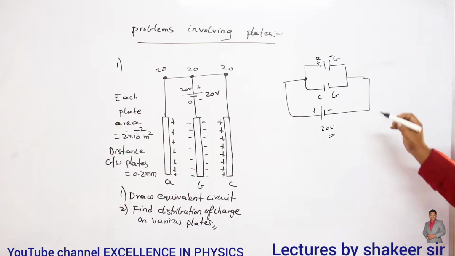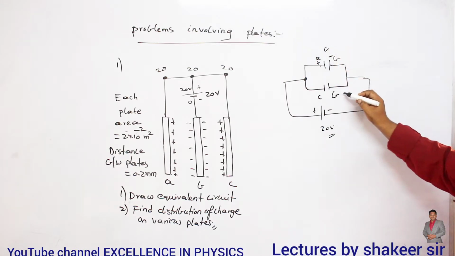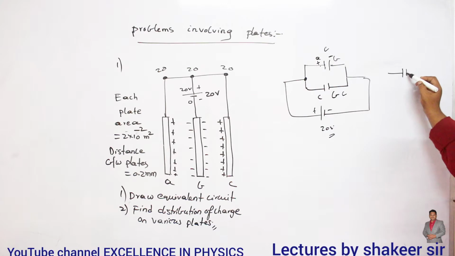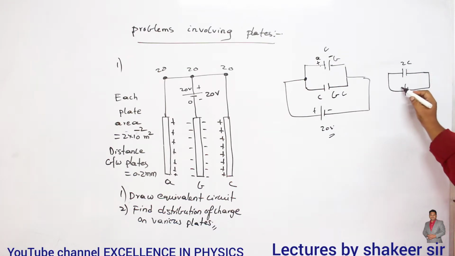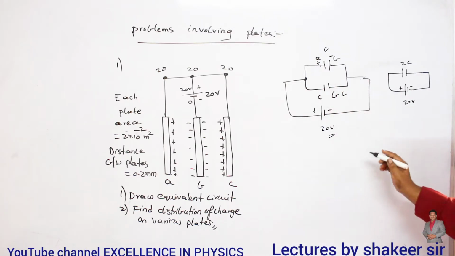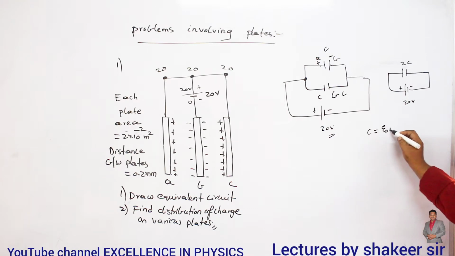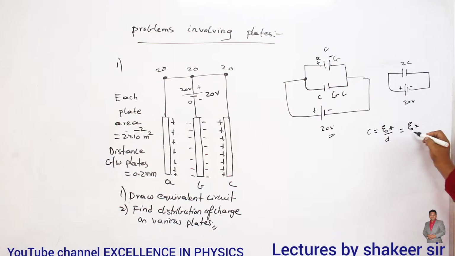So if the capacitance of this one is C and the capacitance of this one is C, then what is the total equivalent capacitance? Total equivalent capacitance is 2C, which is connected to a battery of 20 volts. Now what is the capacitance of each capacitor? C equals epsilon naught A divided by d. So for each capacitor, epsilon naught, and what is the area between the plates? It is always given. Area between the plates is 2 into 10 power minus 2, and the distance between the plates is 0.2 mm, so 0.2 into 10 power minus 3 meters. Clear?